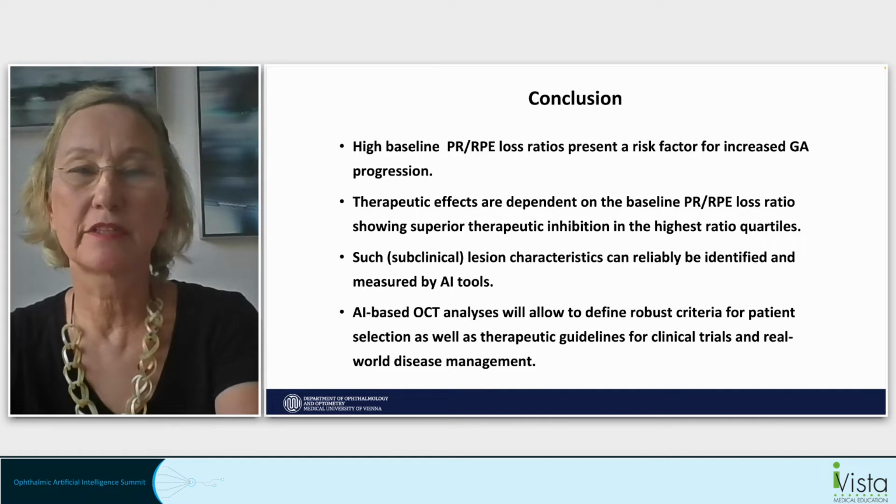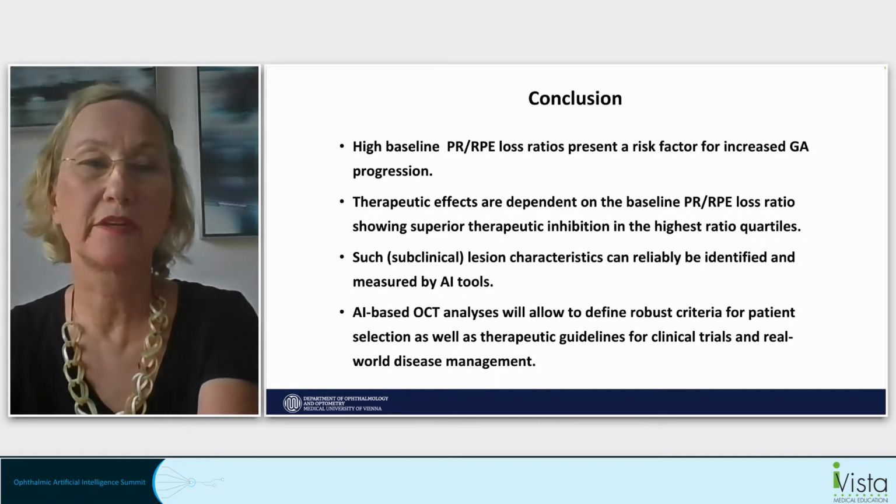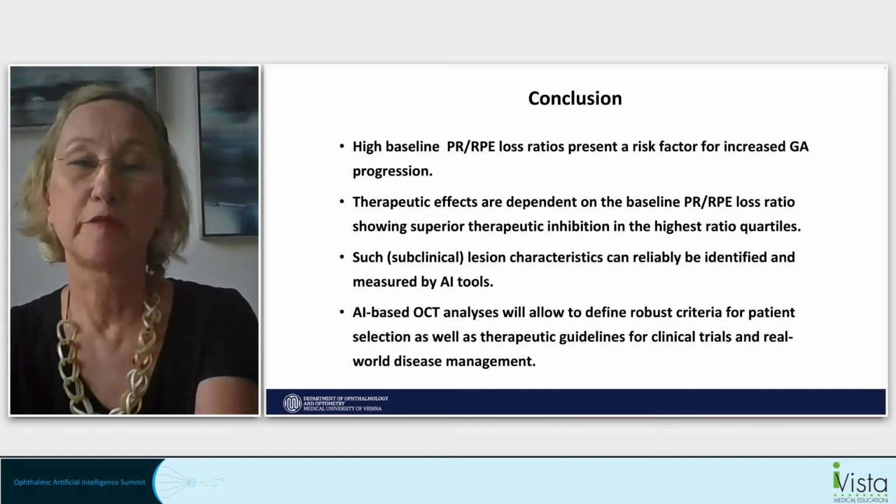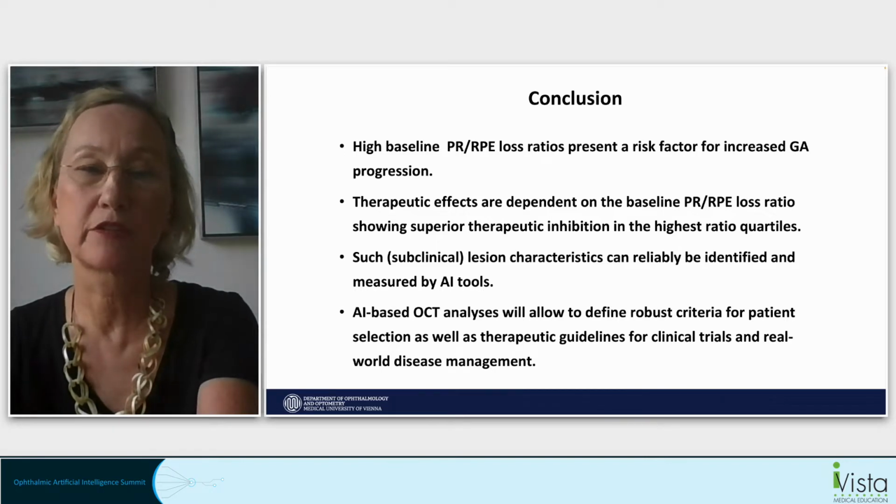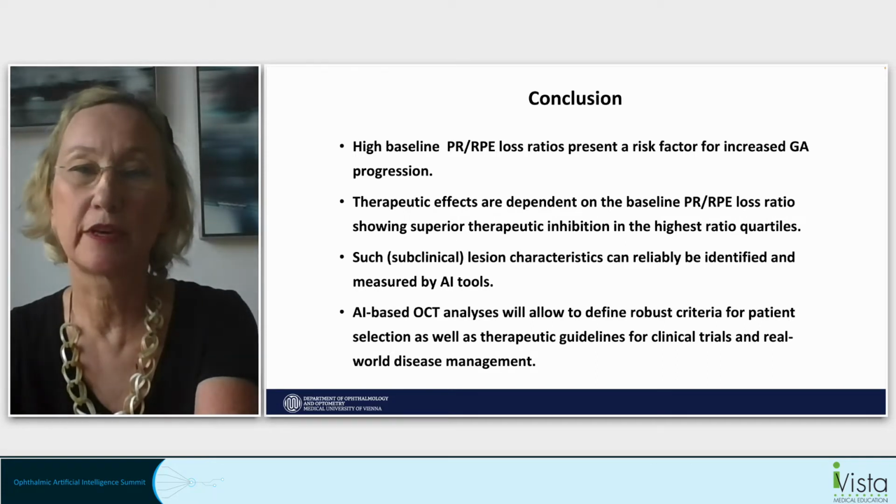AI-based OCT analysis will allow us to define robust criteria for patient selection and patient monitoring, and we will certainly be able to develop therapeutic guidelines for clinical trials and real-world disease management, as we are doing in exudative macular diseases by looking at fluid.